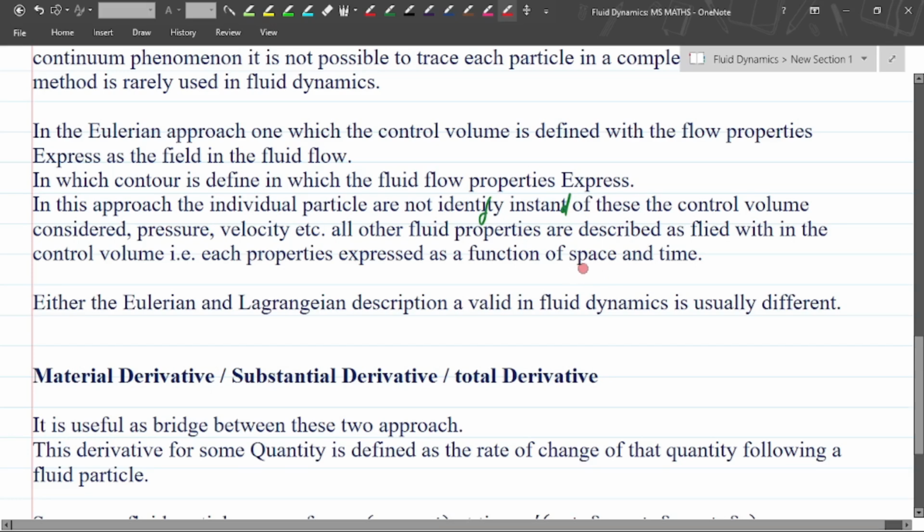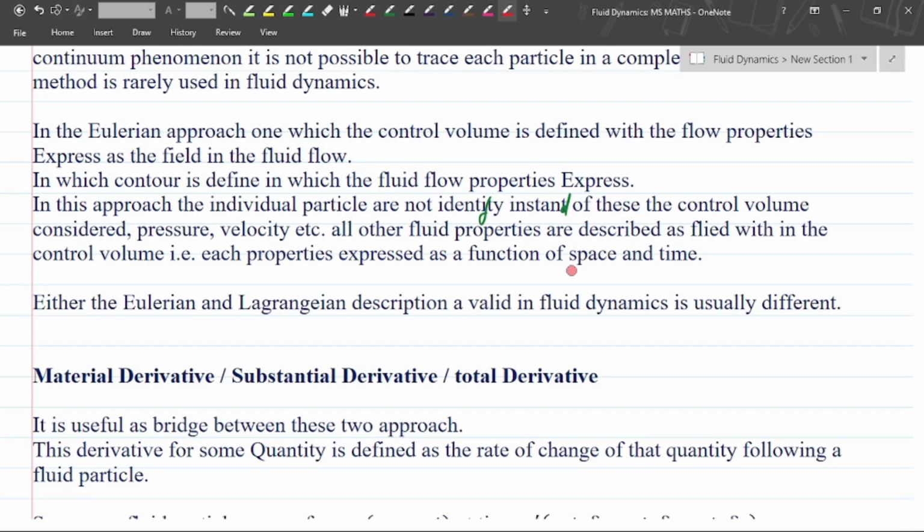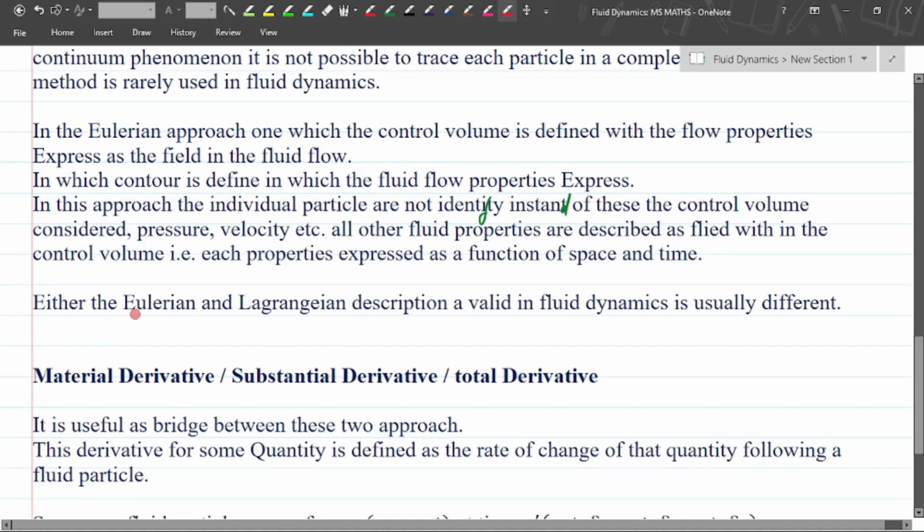In the Lagrangian approach, we take position and velocity as functions of time. In this case, we take a volume, a three-dimensional quantity, in which we take the function of time as well as space. So this is the concept, and either the Eulerian or Lagrangian description is valid in fluid dynamics, though they are usually different. So these are two approaches to understand fluid flow in fluid dynamics.